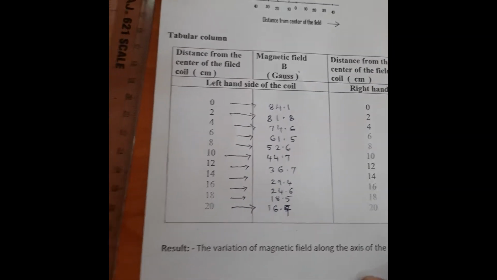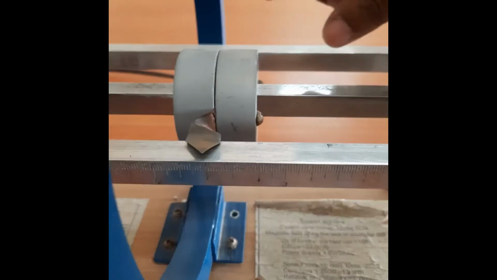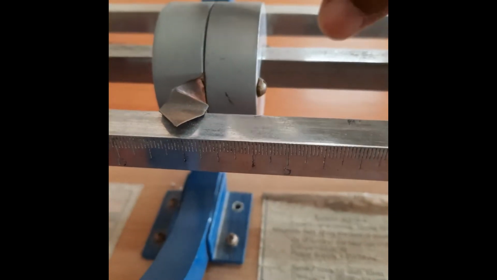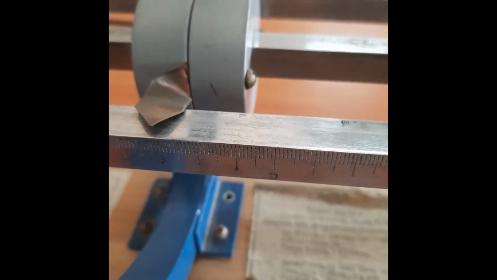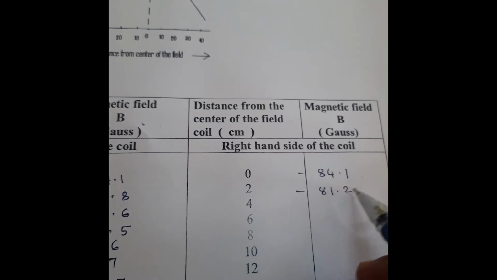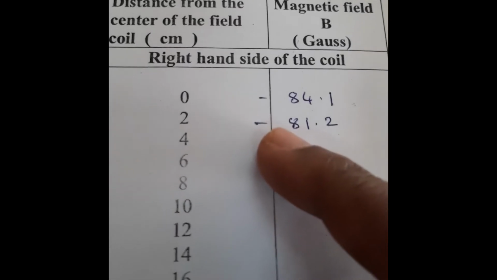Now I am going to explain how to record the readings towards the right side of the center. Now the search coil is towards the right-hand side, at a distance of 2 centimeters from center O. For that the reading is observed to be 81.2. So I am going to write the reading as 81.2, towards the right side at a distance of 2 centimeters.